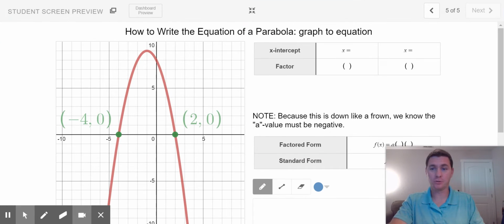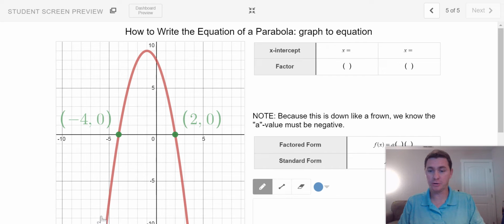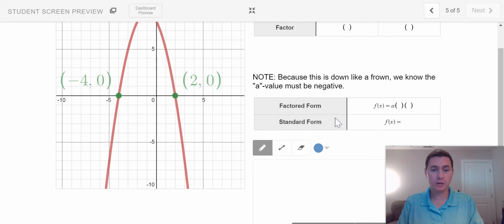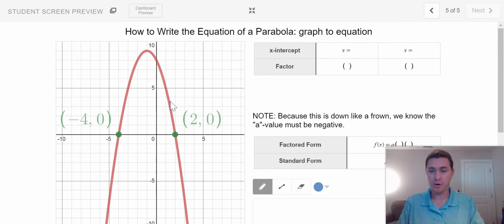I want to show you guys how to write the equation of a parabola. That means we're going from graph to equation. So you'll notice here we're given this big red parabola, but we don't know what equation goes with it. What factored form and what standard form equation does this parabola represent?